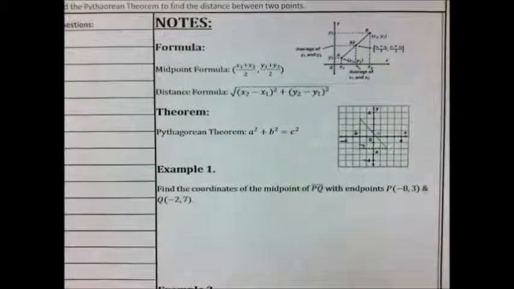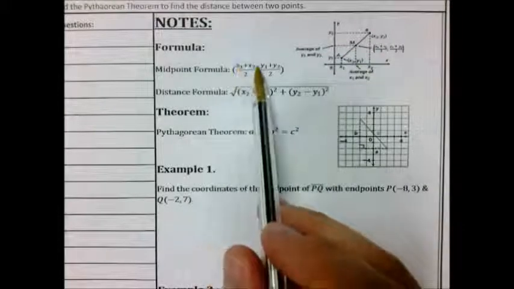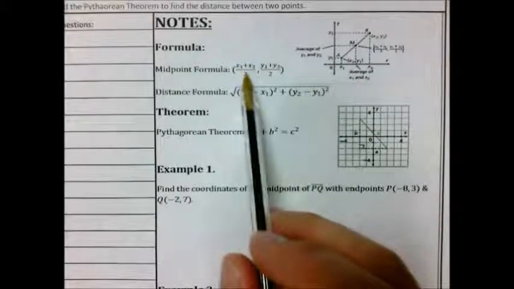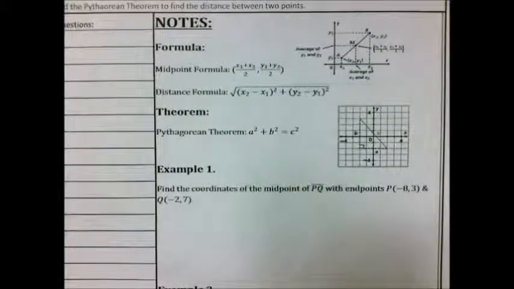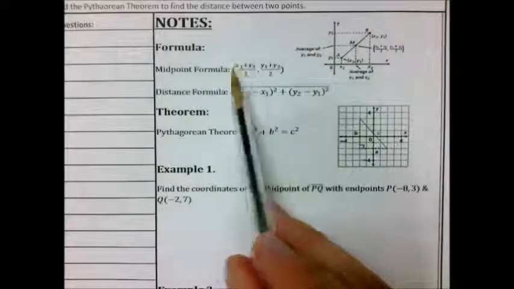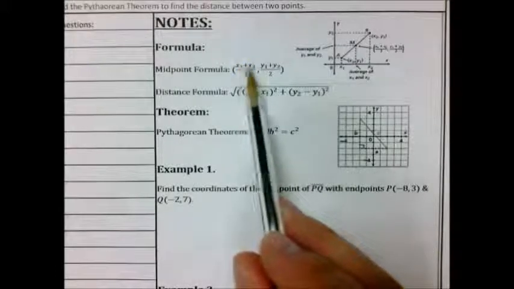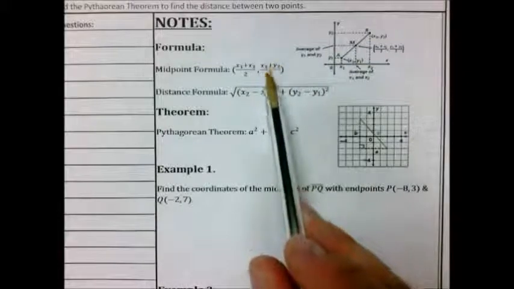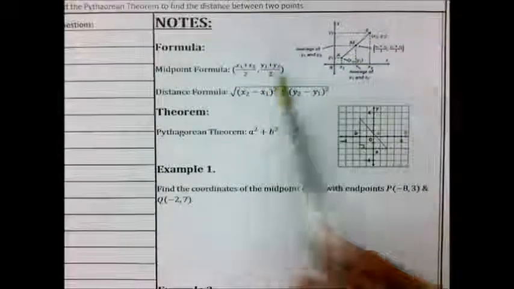To begin this, we need to talk about a couple of formulas and a theorem real quickly. The first formula is called the midpoint formula. If you have a line and you're asked to find the midpoint of that line, we can use this formula, where you take the x values, x1 plus x2, add them together and divide by 2. So you're finding the average between those two x's. That's the midpoint for the x. And with the y's, you do the same thing. You add y1 plus y2, divide by 2, and you've got your new y right here.